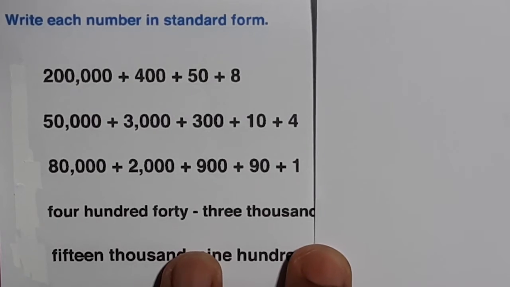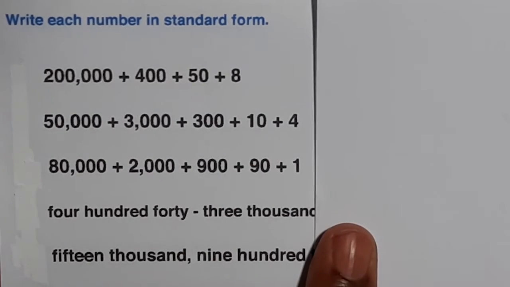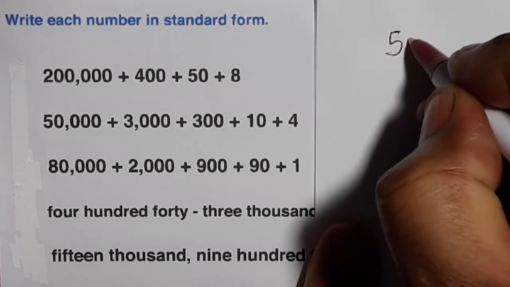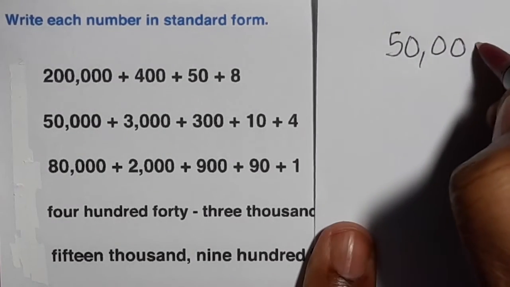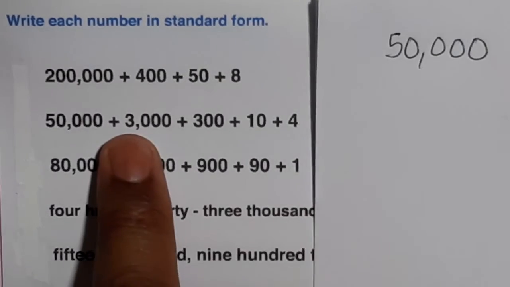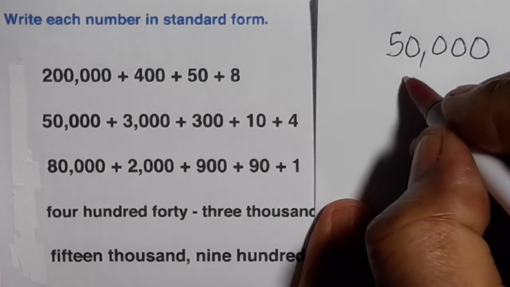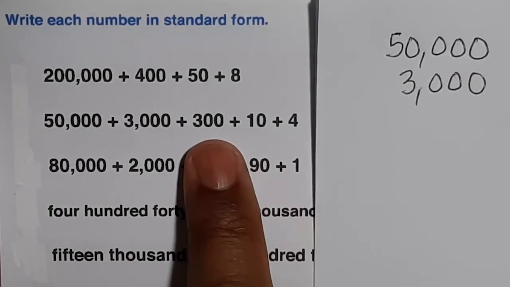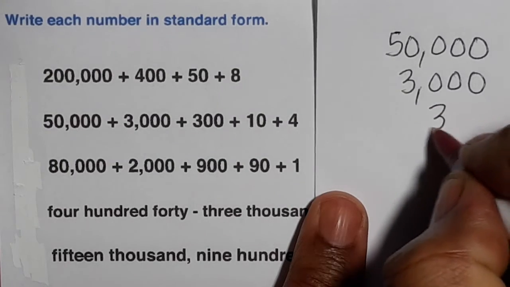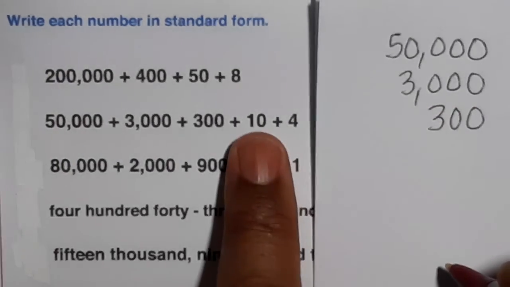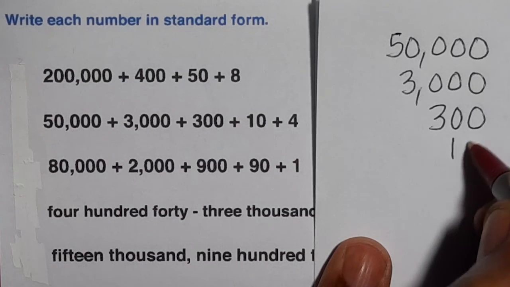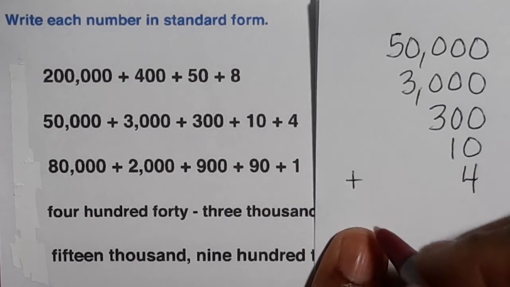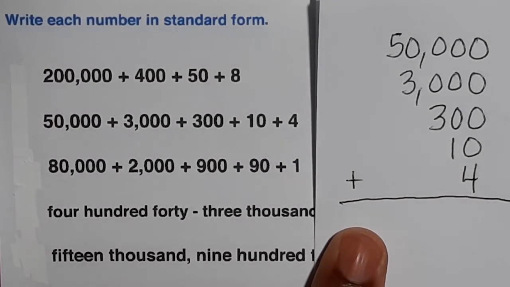Once again, I recommend the students line these numbers up. We have 50,000. We have 3,000. We have 300. We have 10. And then we have 4 in the ones position. So now let's add all the numbers together.